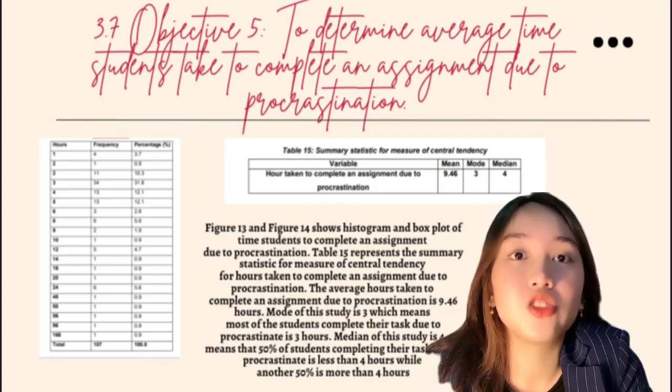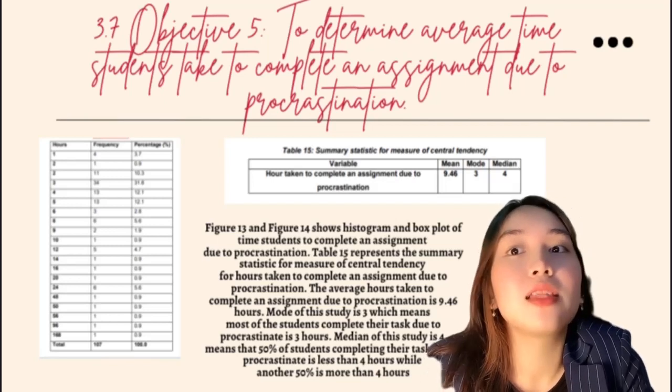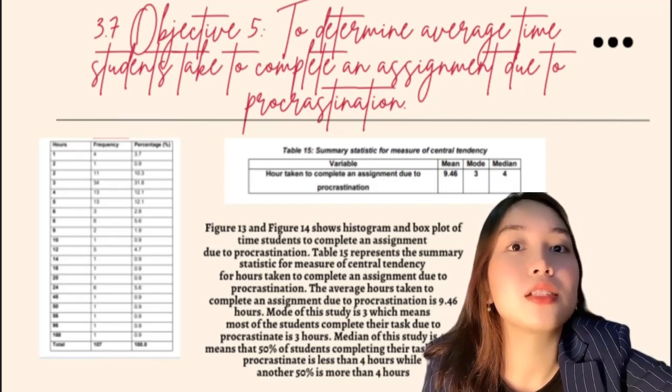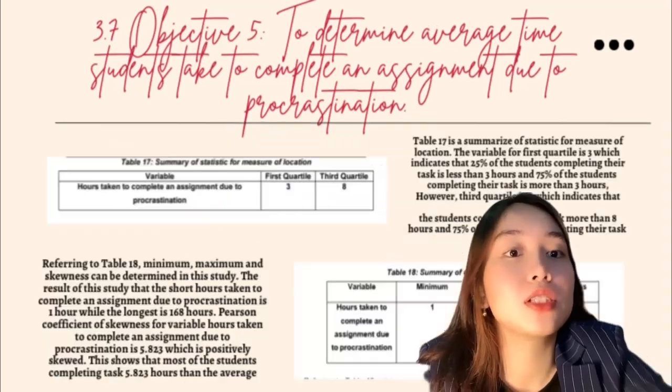The mode of the study is 3, which means that most of the students complete their task due to procrastination in 3 hours. The median of the study is 4, which means that 50% of students complete their task due to procrastination in less than 4 hours, while the other 50% take more than 4 hours.